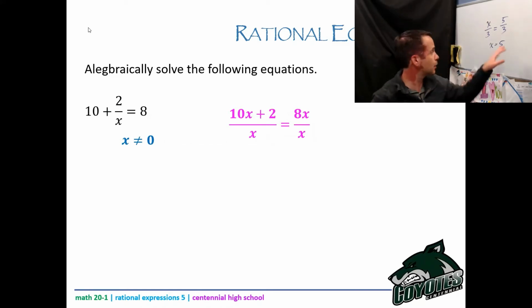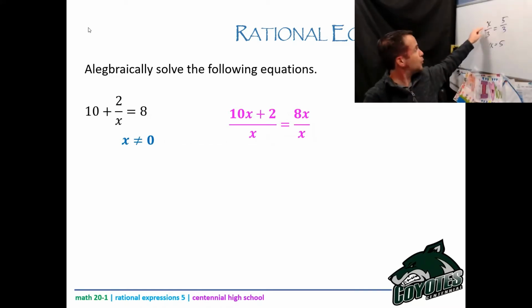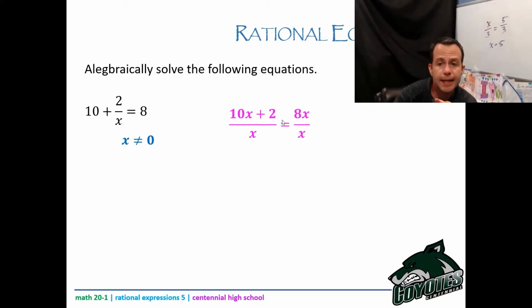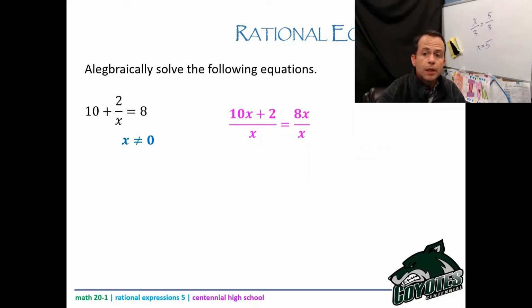Okay, it's the same conversation as here. If x over 3 equals 5 over 3, then x has to equal 5. If 10x plus 2 over x equals 8x over x, then 10x plus 2 has to equal 8x. Okay, so 10x plus 2 equals 8x. Now I want to solve for x. So I will subtract 8x from both sides.